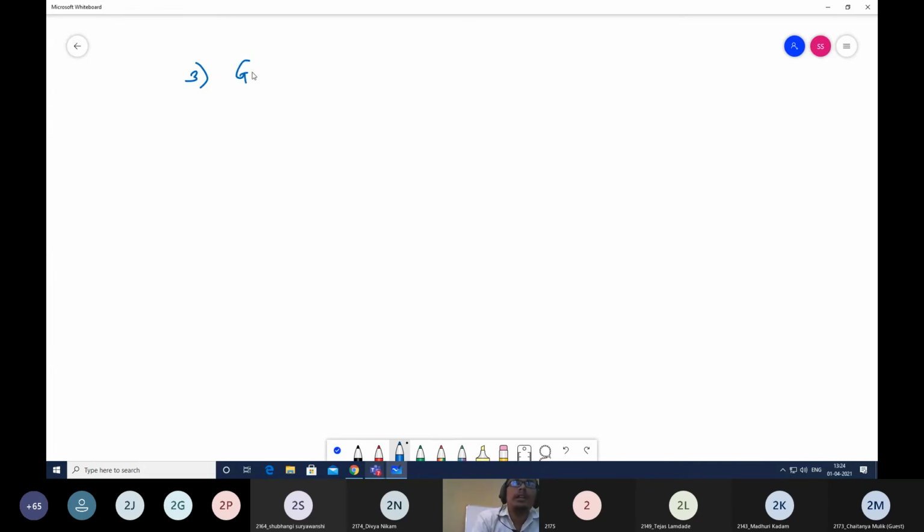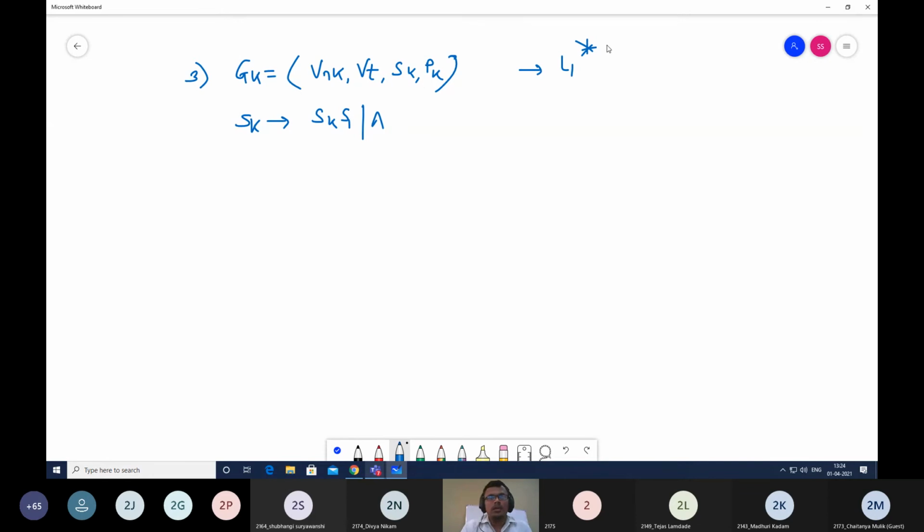We'll construct now the third grammar, that is the GK grammar, which will be VNK, VT, SK and PK. Here we write the production rule: SK gives SK S1 or null. I want to repeat that S1 again and again. This is for L1 star. So in L1, I'll have starting symbol S1.